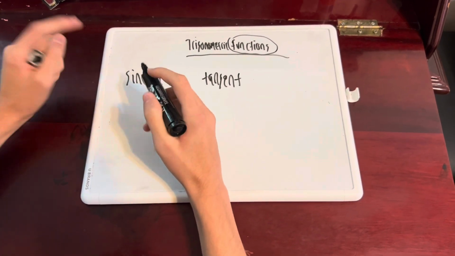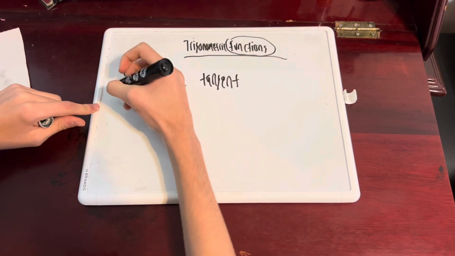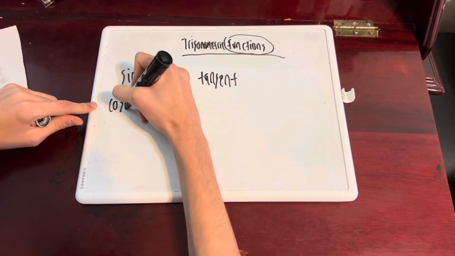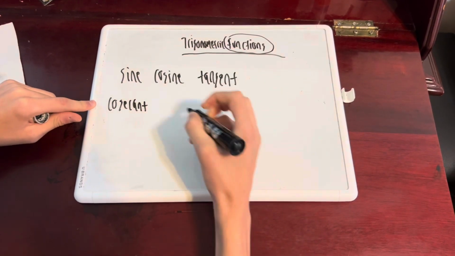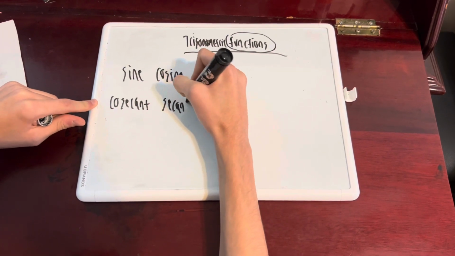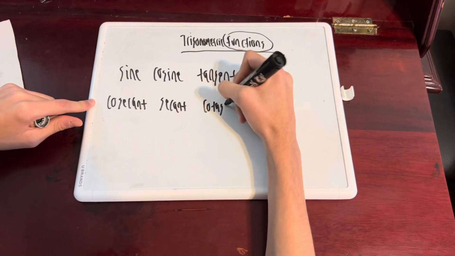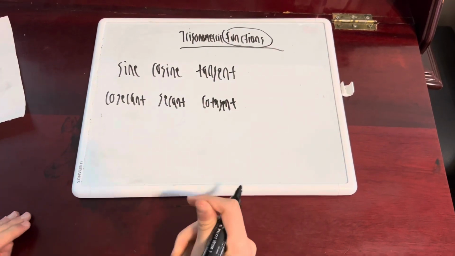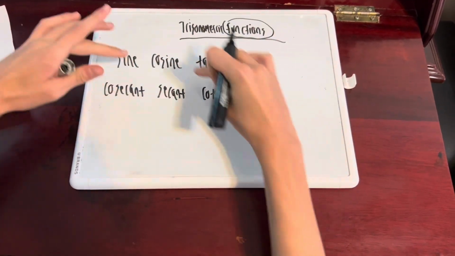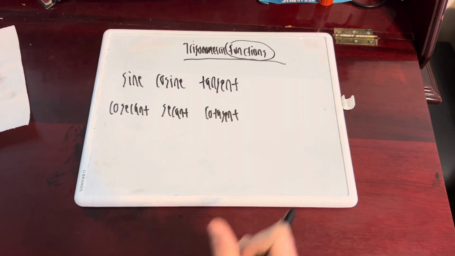You guys know that the reciprocal of sine is something that we call cosecant, right? The reciprocal of cosine is what we call secant. And the reciprocal of tangent is what we call cotangent. So you guys are going to see that the reciprocals of each one of these are connected in some kind of way when we're graphing them.